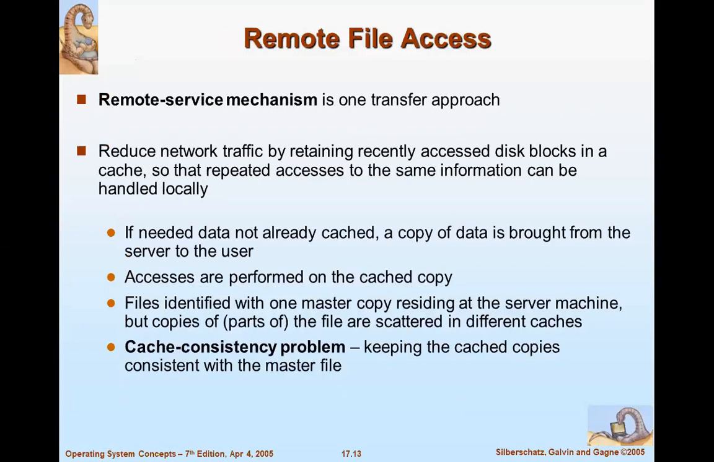Similarly, remote file access. The remote service mechanism is one transfer approach, that you can transfer your data based on request to any other location. And as I told you on the OSI model, the telnet protocol is actually used for this purpose to access data from a remote location. It reduces network traffic by retaining recently accessed disk blocks in a cache.